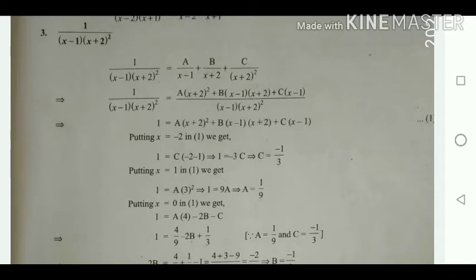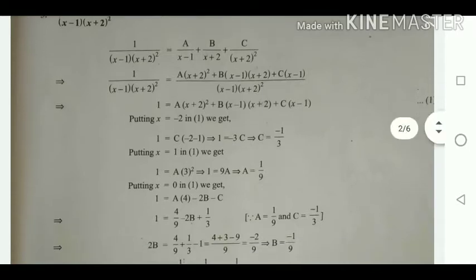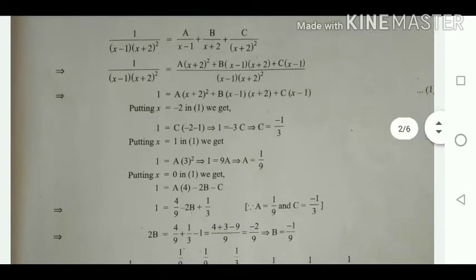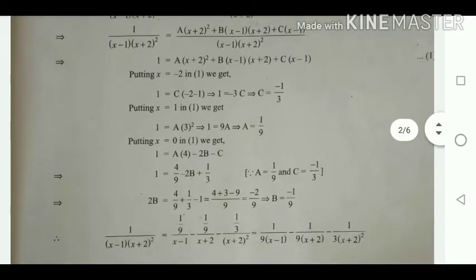Okay, a by x minus 1 plus b by x plus 2 plus c by x plus 2 whole square. Okay, now the same steps you have to follow, that is multiply by these factors, that is multiply by x minus 1, x plus 2 and x plus 2 whole square. We are getting 1 equal to a into x plus 2 whole square plus b into x minus 1 into x plus 2 plus c into x minus 1.